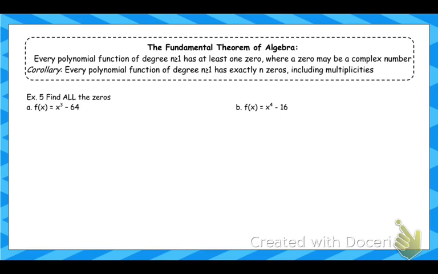And remember, multiplicities is like if a factor is on there twice. So (x minus 3) squared, we would count that as 2 solutions in our total count to get to the degree.